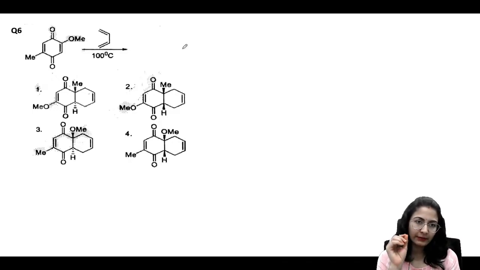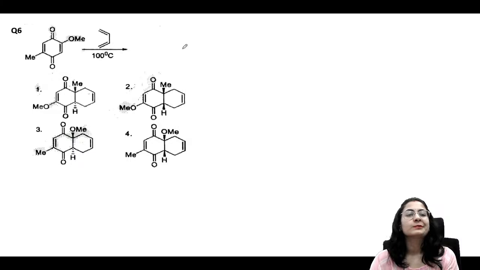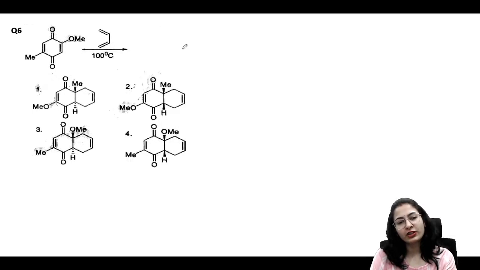Okay, this is also a little bit tricky. Only a little bit though. There are two double bonds which can behave as a dienophile. Which double bond will behave as a dienophile actually in a Diels-Alder reaction? Only that much is the question.